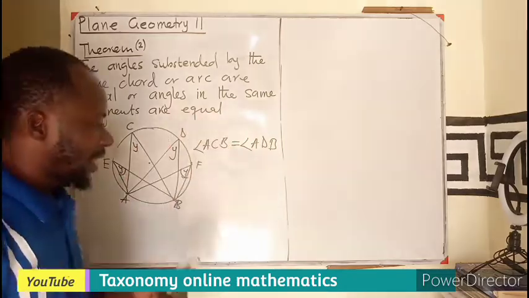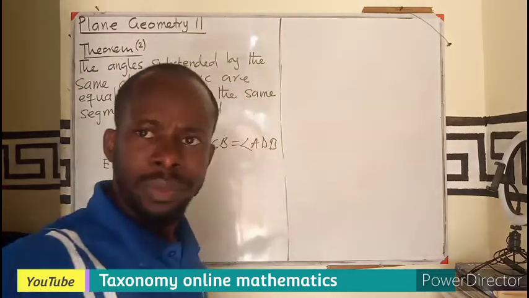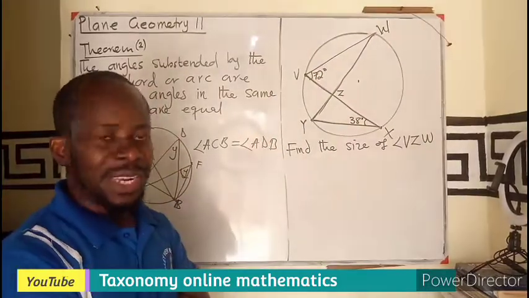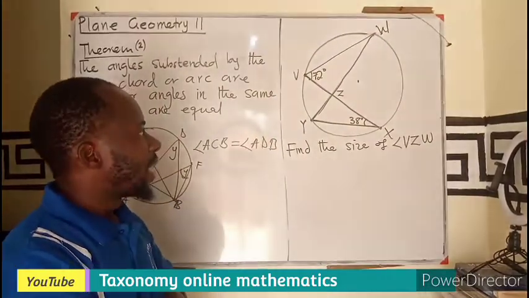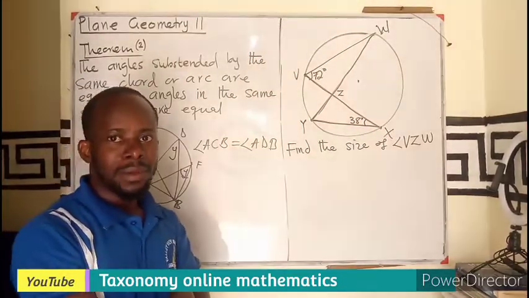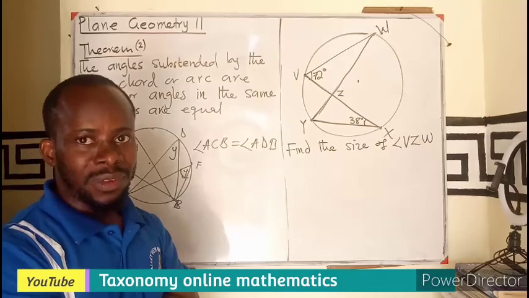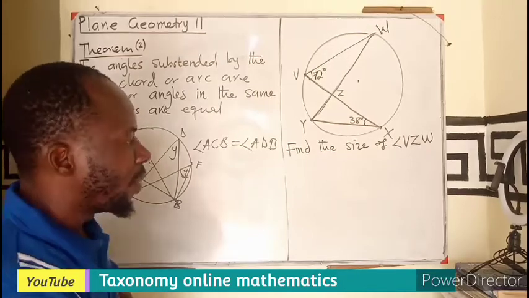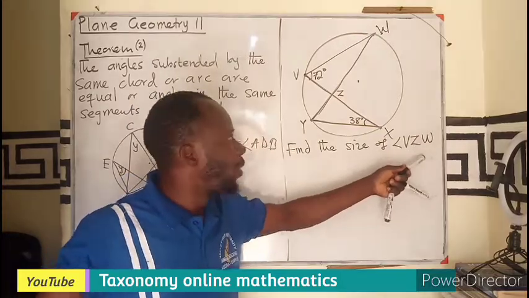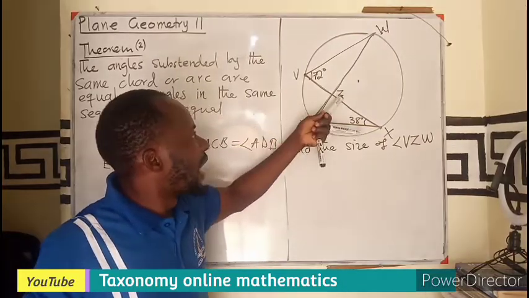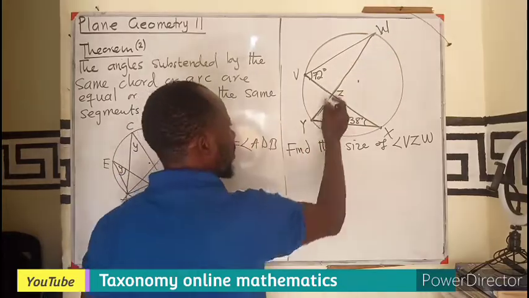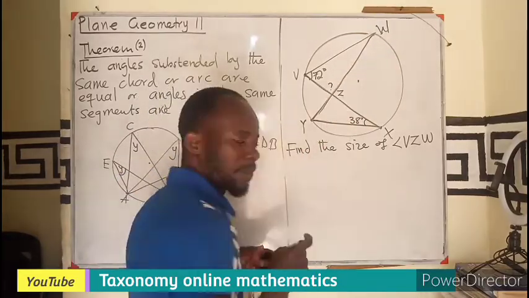Alright, let's take a question. Look at the question carefully. Can we get the property we just discussed? You can pause it and try to see if you can get the value. We have to find the size of the angle VZW. This corner is the angle that we are looking for.